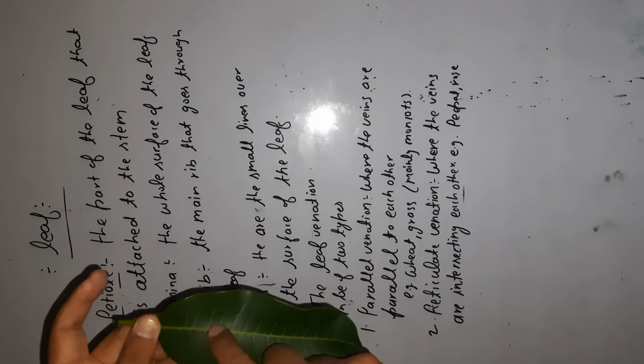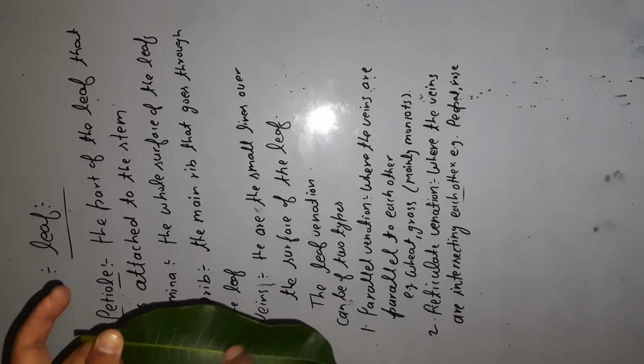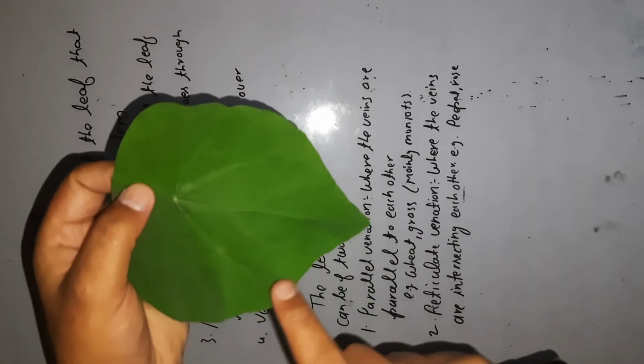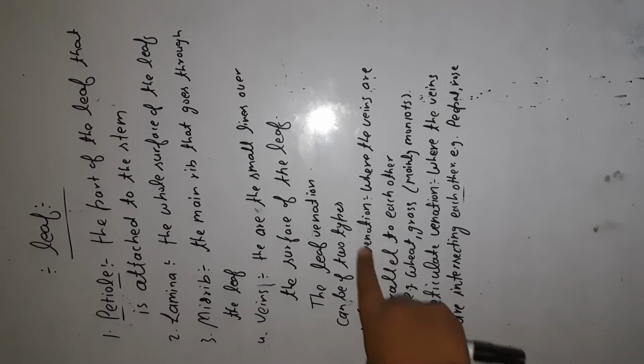Here in this case the veins are parallel to each other, so such venation is known as parallel venation. And if the veins are not parallel to each other, like in this other leaf, such venation is known as reticulate venation. So we have two types of venation, parallel venation and reticulate venation.